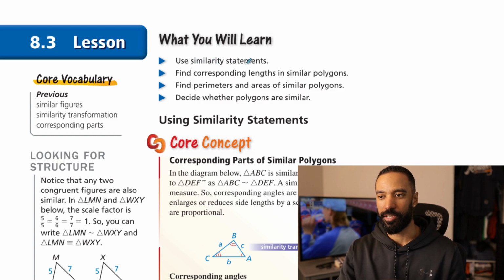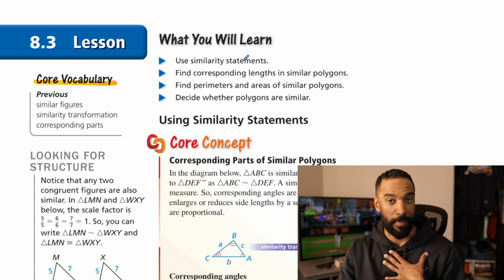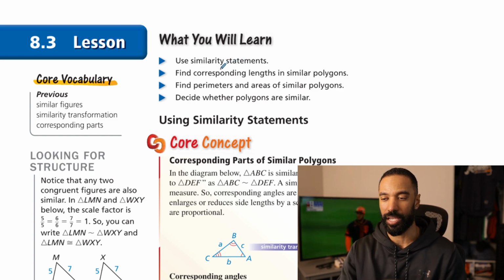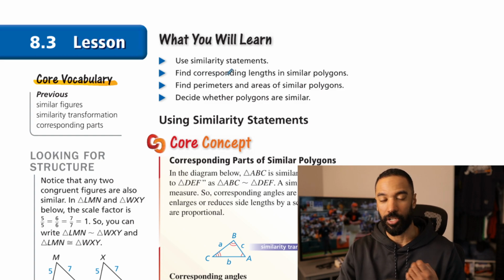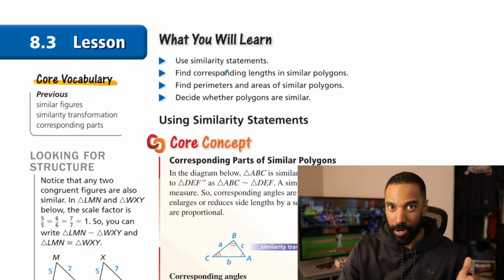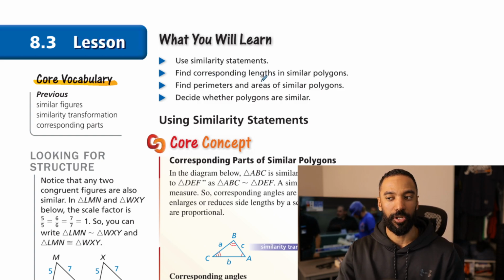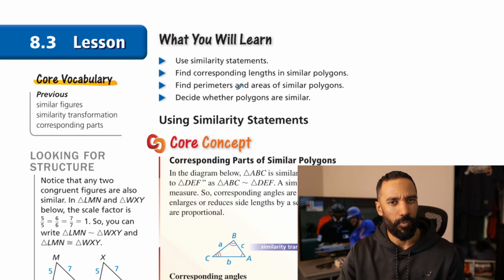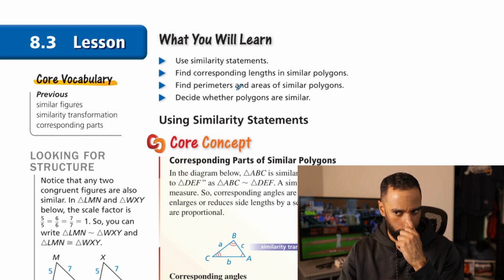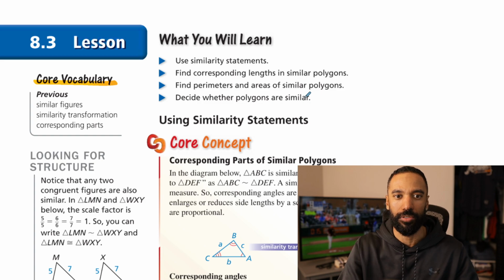We're going to be using similarity statements, whatever that specifically means. I'm thinking mathematical similarity statements. I don't know how they're saying it. Find corresponding lengths in similar polygons. Now the word corresponding is something you're going to hear me say a lot: corresponding parts, corresponding sides, corresponding angles. Find perimeters and areas of similar polygons. Interesting. We actually hinted at this once, I think in section 8.1. It might have been 8.2, but I can't remember. And decide whether polygons are similar. So just that whole check and that test.